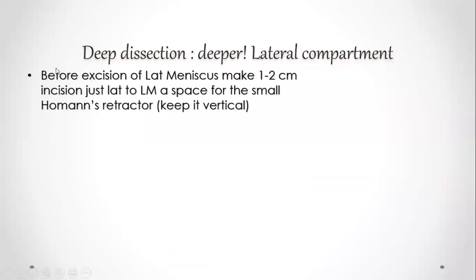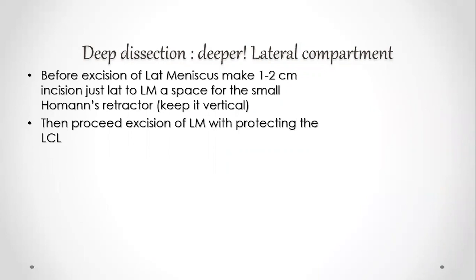How about the lateral again? Before excision of the lateral meniscus, make a 1.5 or 2 centimeter incision just lateral to the lateral meniscus space. Use the small Hohmann retractor. Then proceed with the excision with protection of the LCL. You have to be precise in that.